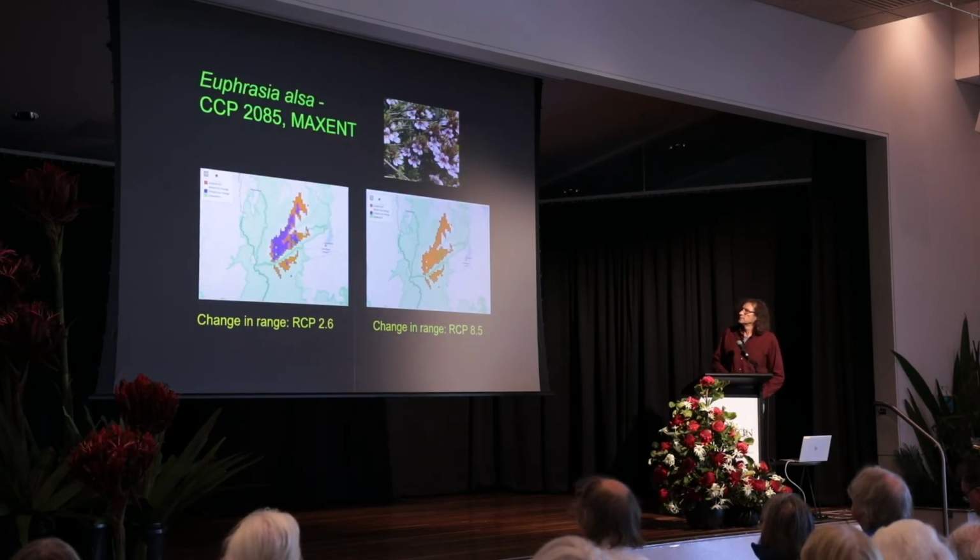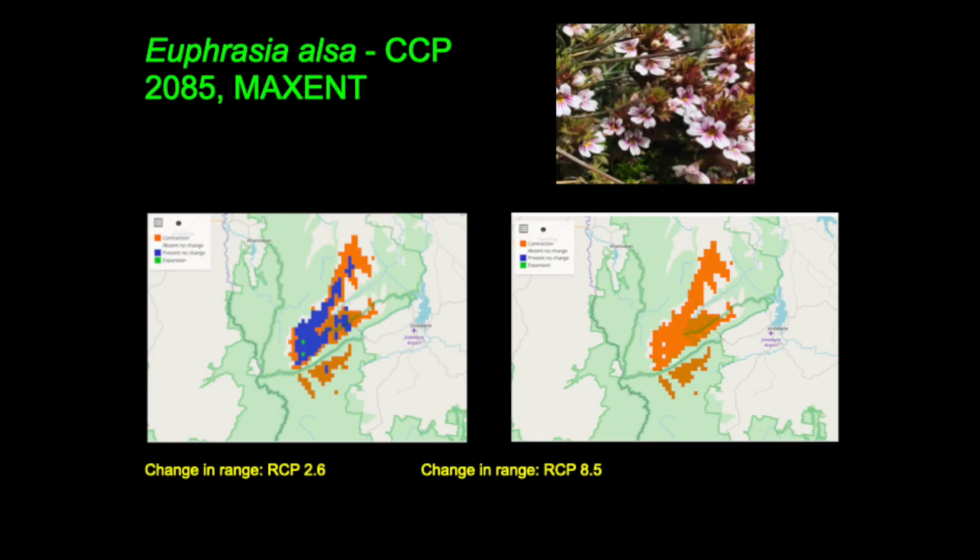Here's another example, one of the eyebrights, again an alpine endemic, and this one only grows on the Kosciuszko Plateau. And you can see in this particular case, the projection is that the entire suitable habitat will disappear. Now, the good news about these is that these models are very approximate, and often they can be wrong.